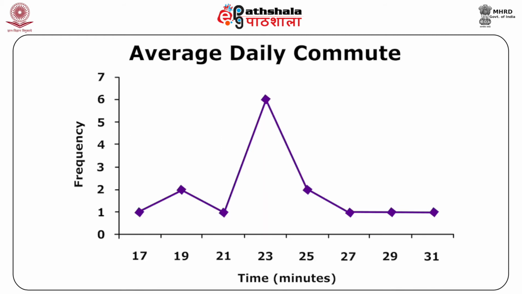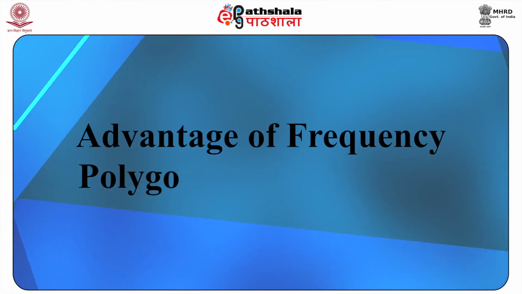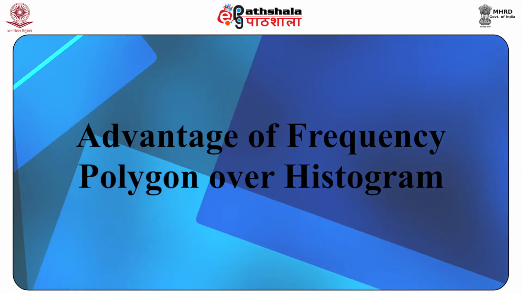An alternate method for construction of frequency polygon is to take the midpoints of different class intervals and then plot the frequency corresponding to each point. Joining these points by straight lines gives a figure as obtained in the previous method, as can be seen from the graph. Let us look at the advantages of frequency polygon over histograms.